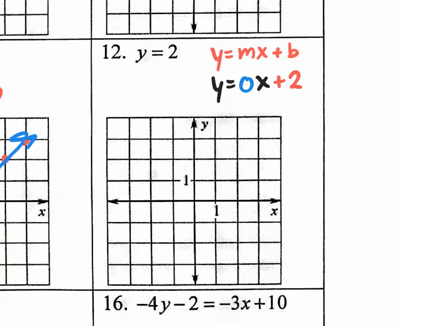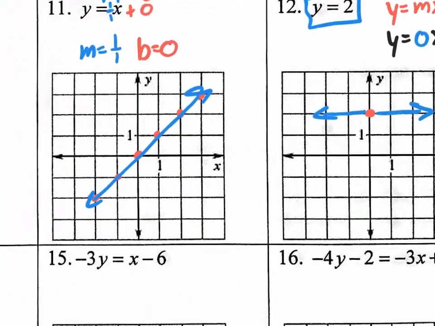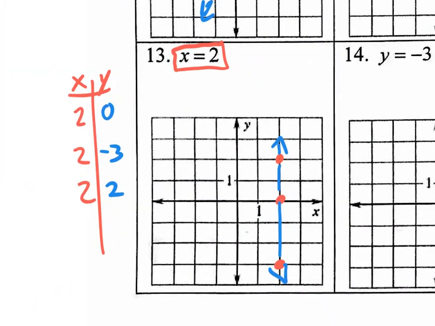So right there, it crosses the y-axis, the b value is 2, and the slope is 0, which means that it's totally flat, which means that when you graph it, it would look like this. But we already learned this in the previous section. Whenever you have y equals 2, you just go to your y-axis to the value of 2, and you draw a horizontal line through it. Compared to number 13, if you have x equals 2, you go to the x-axis, you put a dot at 2, and you draw a vertical line through it.